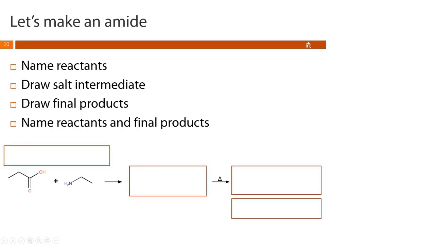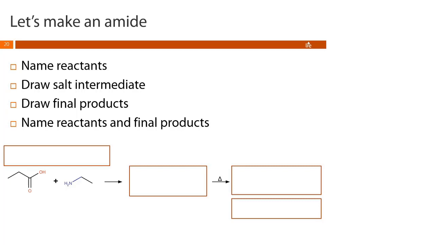Okay, let's give this a try. So here I have an amide synthesis reaction. I want you to start by naming the reactants. Then I want you to draw the salt product from our neutralization reaction. Then we're going to heat our salt product. And so then I want you to draw our final amide product and name your final amide product. So go ahead and pause this video and see if you can work through this reaction.